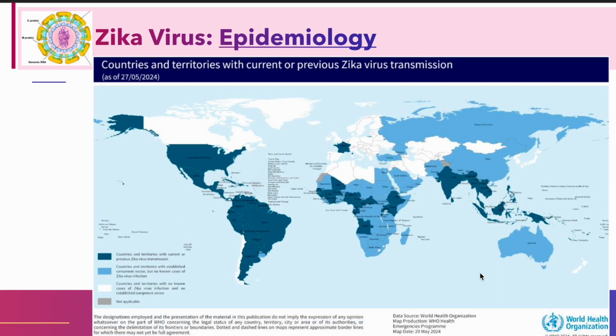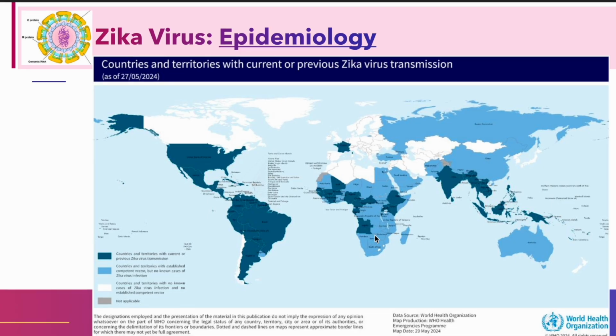Okay, and for the epidemiology of this Zika virus, it can be found in countries such as those in South America, and also you can see it in Southeast Asia, like Thailand as well, and also in Africa, where in the world there is a lot of forest.